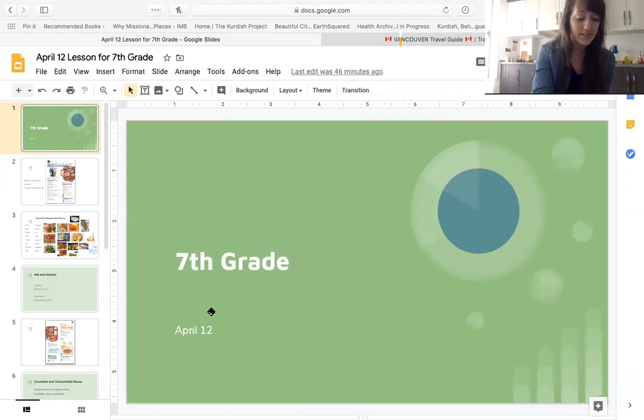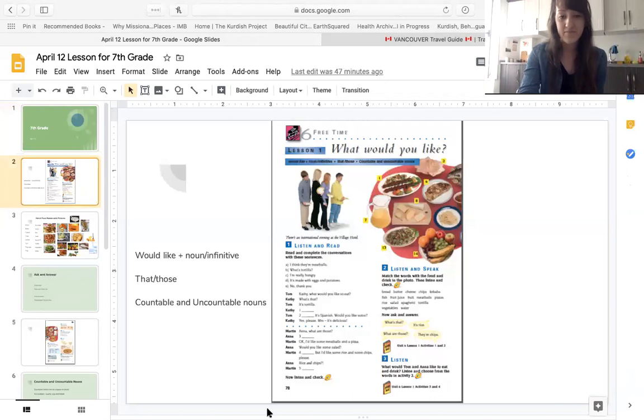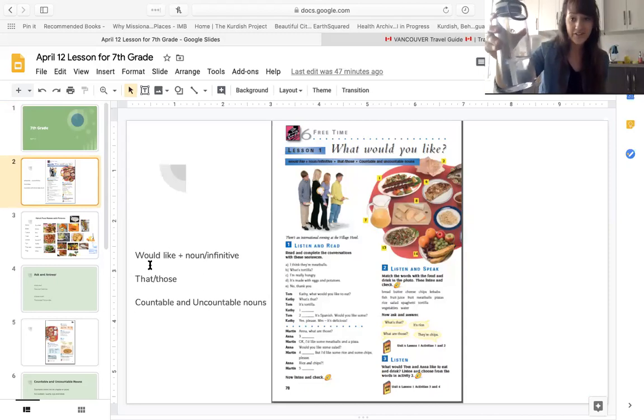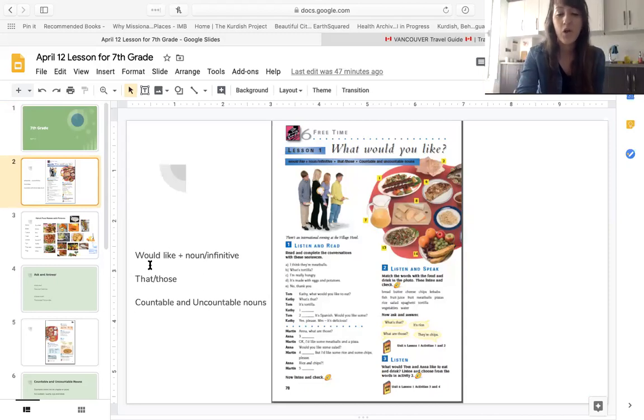Today we are in Unit 6, Lesson 1, so we are starting a new unit. Turn to page 70. Today we will learn how to ask a question using would you like. For example, would you like water? We will also learn some food names, and the difference between countable nouns and uncountable nouns.